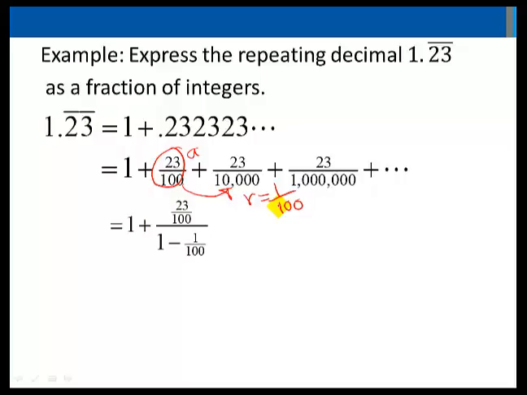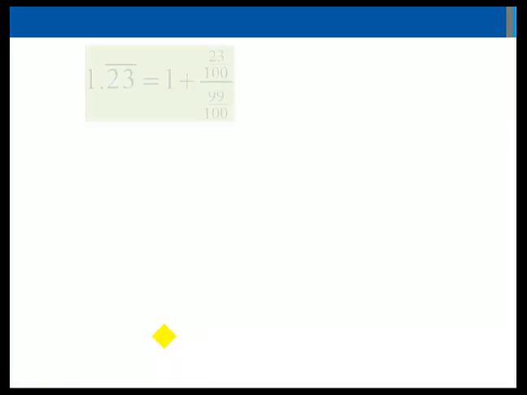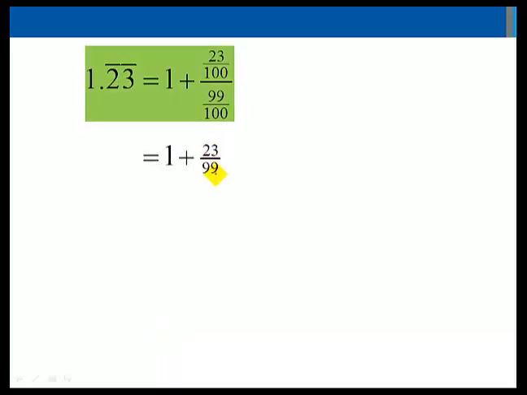So I can use the formula: the sum of this infinite geometric series is equal to a/(1 - r), (23/100)/(1 - 1/100). That simplifies to (23/100)/(99/100). Simplifies further to 23/99. So I have 1 + 23/99. That's the same as 99/99 + 23/99. So I found that this repeating decimal, 1.23 repeating, is equal to 122/99.